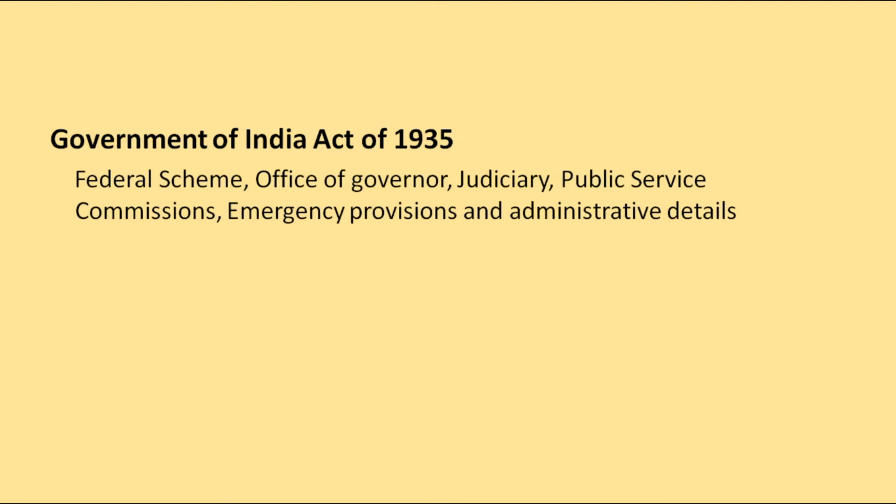ইয়াৰ পৰা কি প্ৰভিজন আমাৰ কনস্টিটিউচনত লোৱা হৈছে সেইকেইটা হ'ল Federal Scheme, Office of the Governor, Judiciary, Public Service Commissions, Emergency Provisions, and Administrative Details.